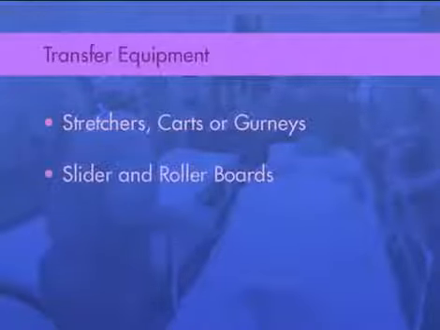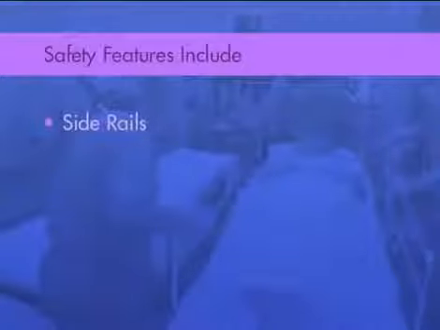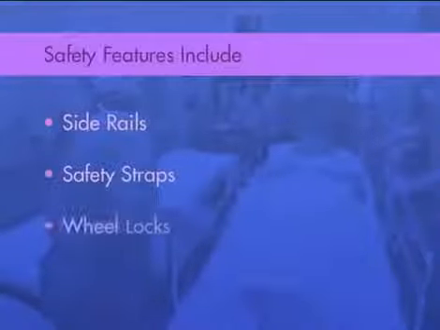Some of the equipment used for safe transfer of patients include stretchers, carts or gurneys, slider and roller boards. Each of these items has safety features that help prevent injury to the patient. Some of the safety features include side rails, safety straps, and wheel locks.